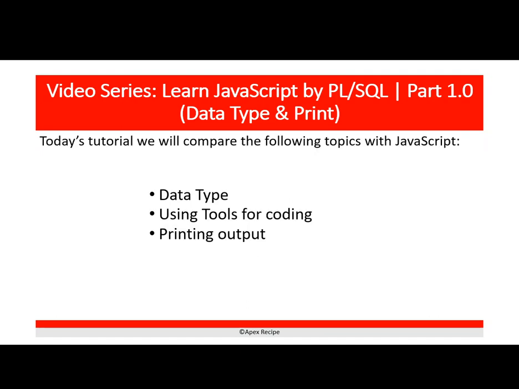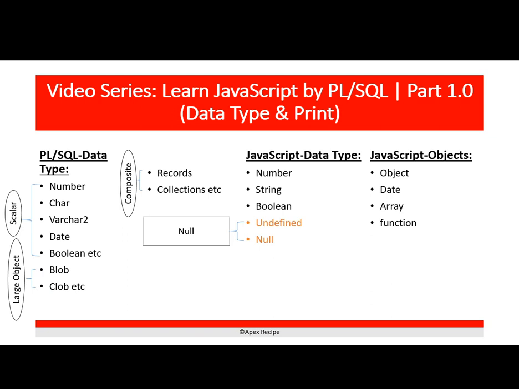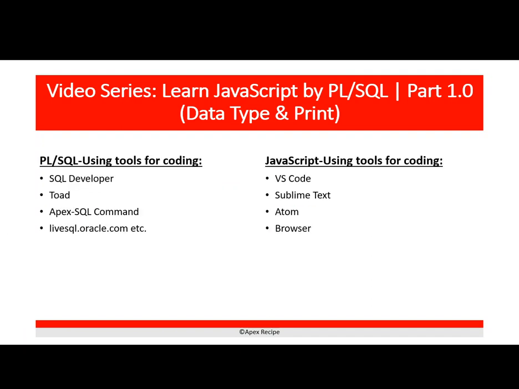In today's tutorial, we'll compare the following topics with JavaScript data types, using tools for coding and printing output. Remember one thing: when PL/SQL maintains undefined and null values with just null, JavaScript distinguishes those data types. Number, string and boolean are the same as PL/SQL data types, and JavaScript has some objects: object, date, array and functions. We will discuss these topics in this series later.